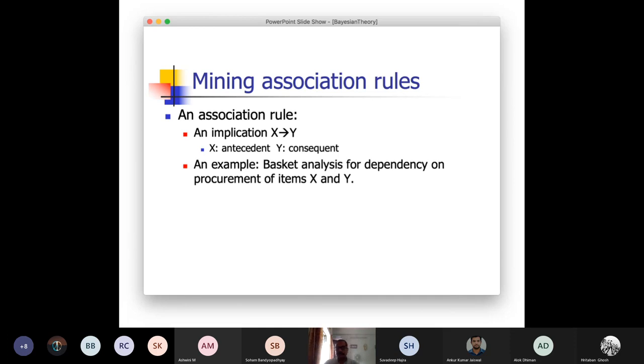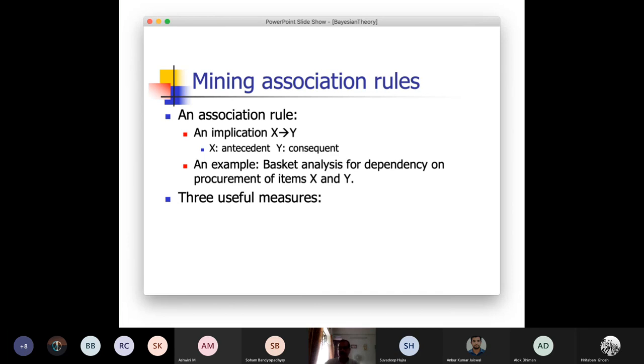For example, a basket analysis for dependency on procurement of items X and Y. Many times in online shopping, when you buy something, there are certain recommendations of other products. Those recommendations come from this kind of analysis. There is a lot of data of past procurements by which the system finds out the probability that if you buy X, then you will also buy Y. If it is quite high, then we recommend it.